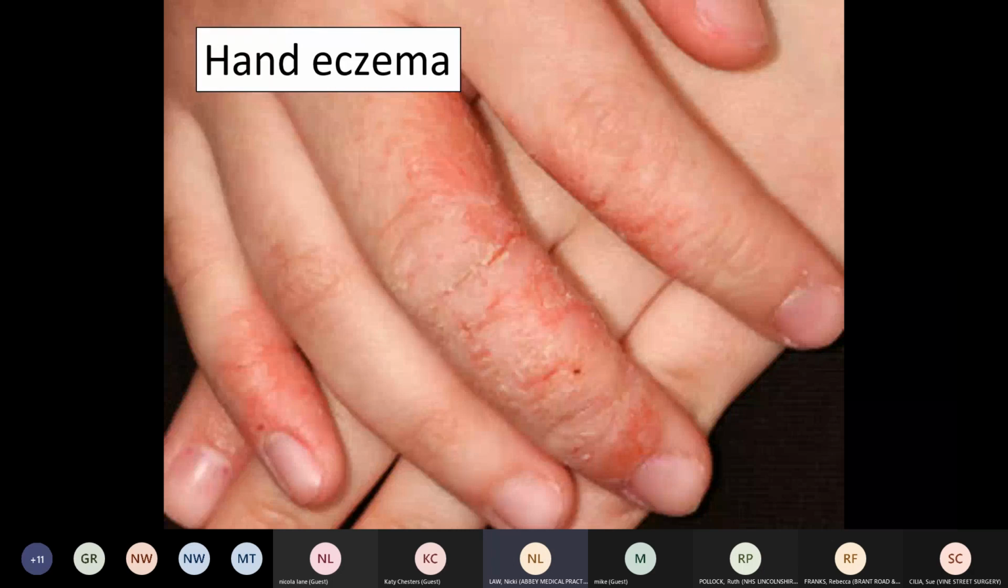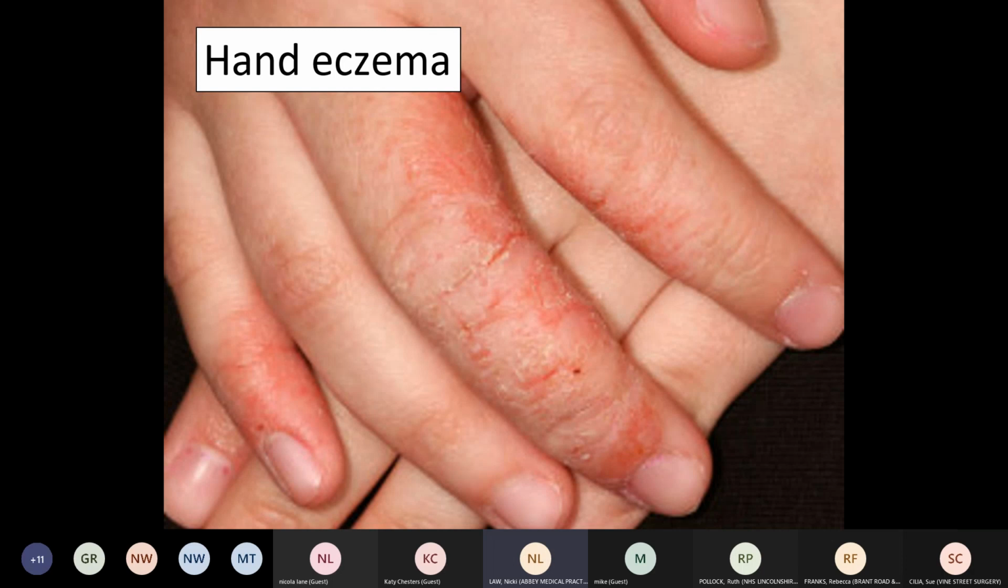So when we talked about atopic eczema earlier, you tend to grow out of it. She's probably one of these people, but they get very prone to hand eczema later on in life. So there's often a history of having had eczema as a baby or a young child and then developing this contact dermatitis in later life.